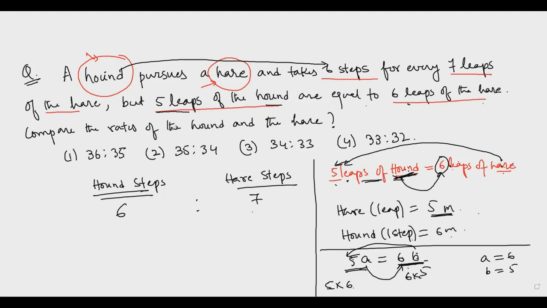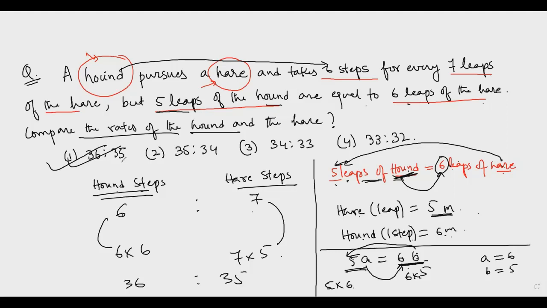Hound takes 6 steps, so 6 into 6, since for hound I have taken 6. Here 7 steps, and 1 step we have taken as 5 meters, so it will be 7 into 5. So the answer is 36 is to 35, and option number 1 is the answer. Is that okay?